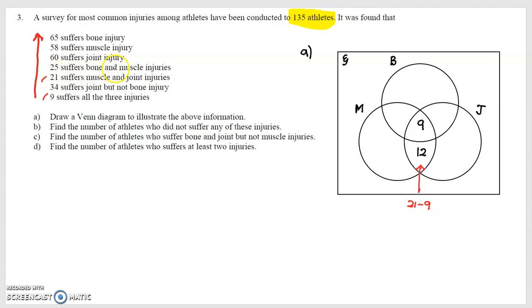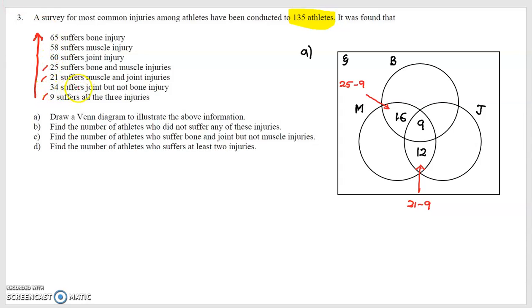25 suffers bone and muscle injury. So bone and muscle. Kawasan dia sini lah. Ingat, kesemua ni 25. Sini dah ada 9. The area here already has 9. So what we have to do is we use 25 minus 9. So I should have 16. Total up is 25. So this one is settled.